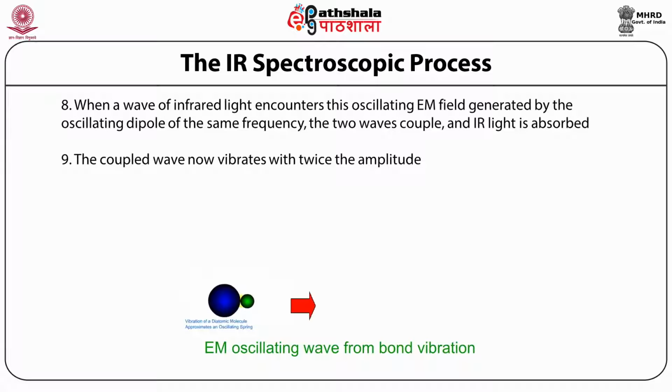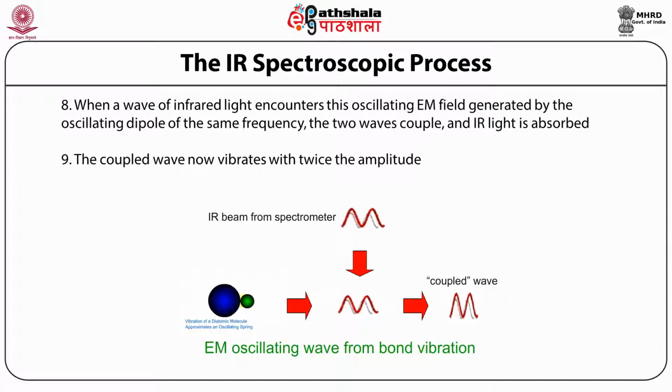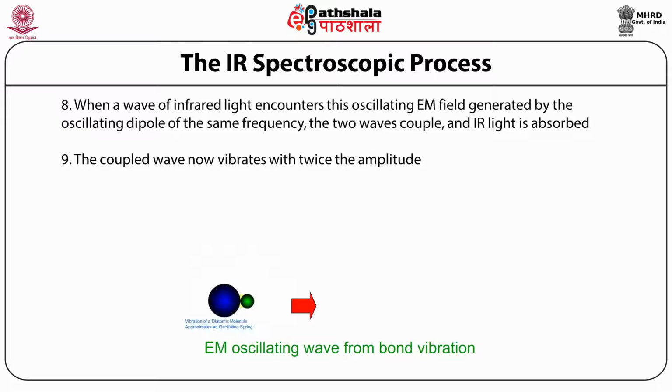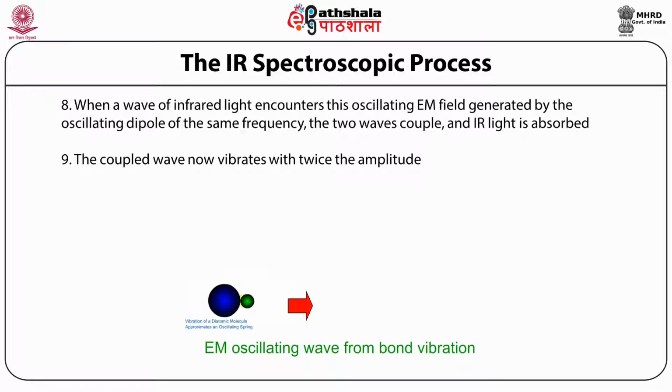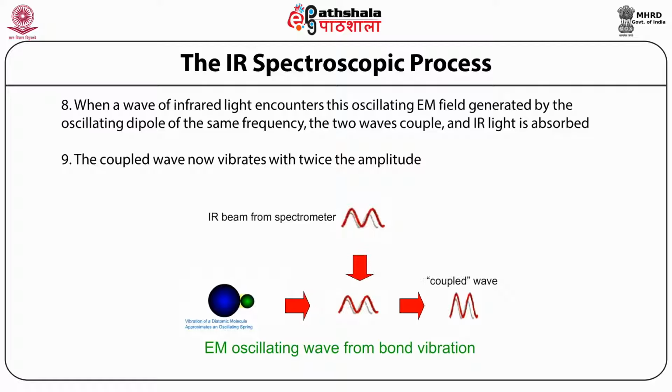Here we discuss that when a wave of infrared light encounters the oscillating electromagnetic field generated by an oscillating dipole of the same frequency, the two waves couple and the IR light is absorbed. The coupled wave now vibrates with twice the amplitude. You can see here the beam from the IR spectrometer, and when they are coupled together, the oscillating waveform of the bond vibration has twice the amplitude, which is perceived in the form of an IR signal.